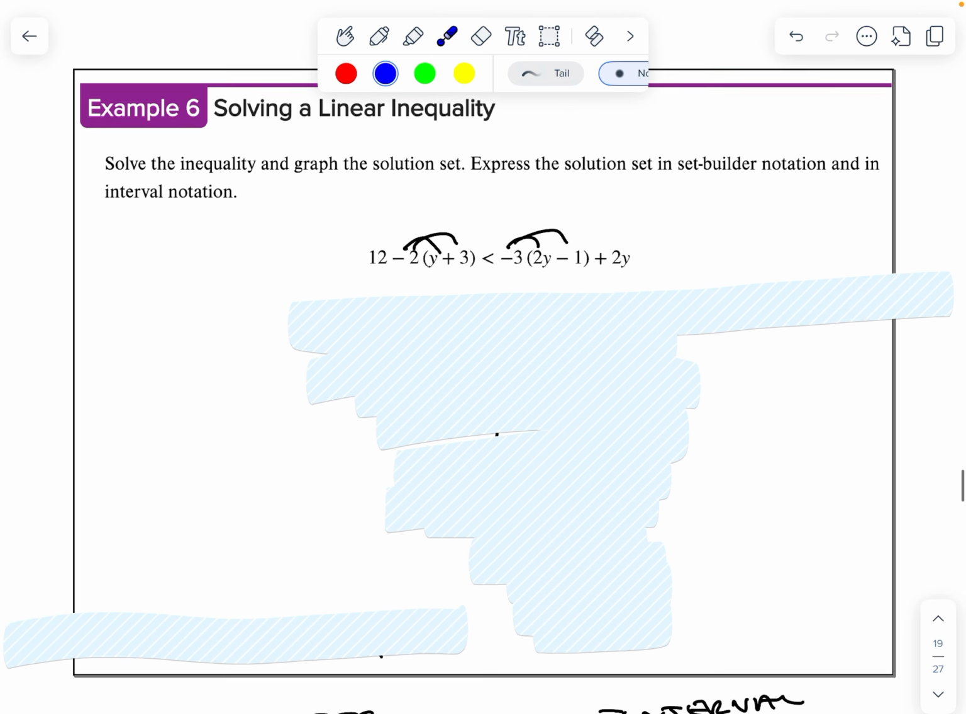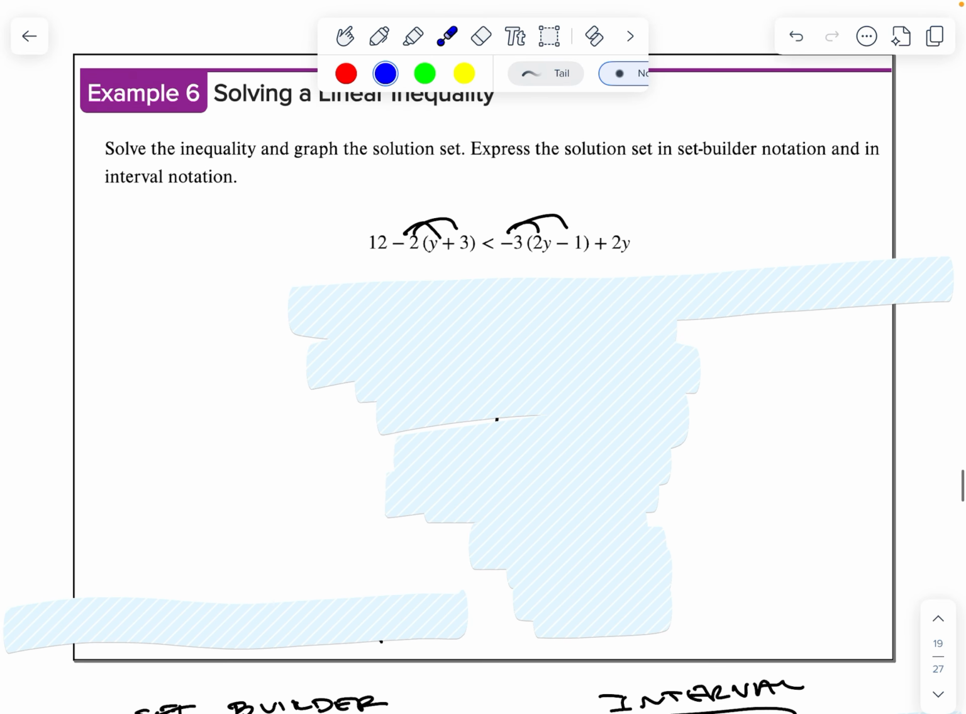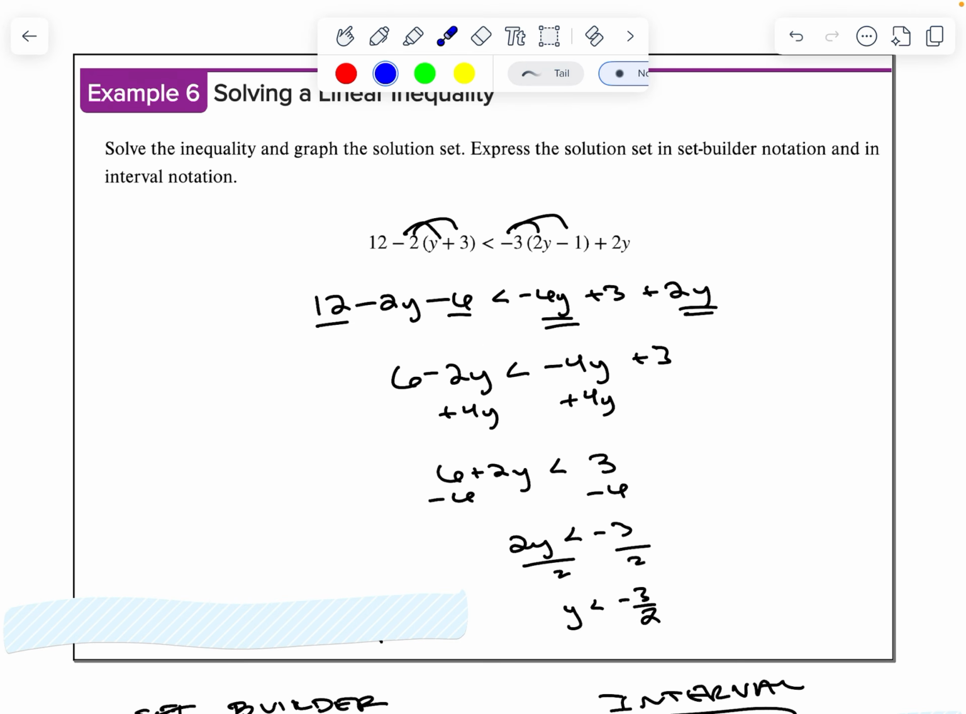From here, we just add more steps, okay? So again, you could take your time, pause the video, start by distributing, and try and solve this. This is my process of solving.